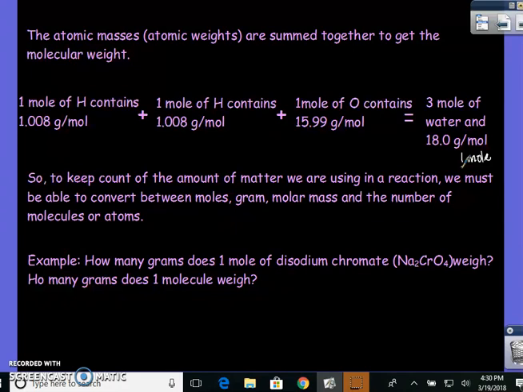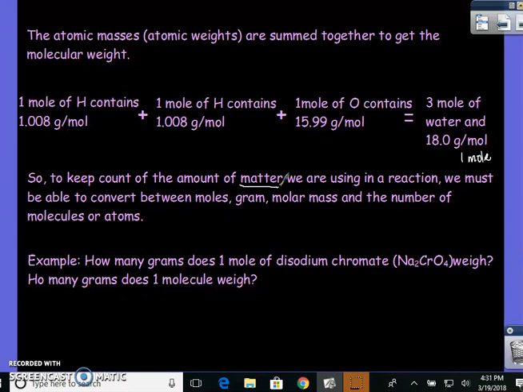In order to keep count of the amount of matter that we are using in a reaction, we're going to have to be able to convert between moles and grams and molar masses and the number of molecules or the number of atoms. And do you remember way back when I had you guys doing that dimensional analysis and I said, guys, if you'll just do it this way, I promise your life will be easier. So now we're going to finally come to this.